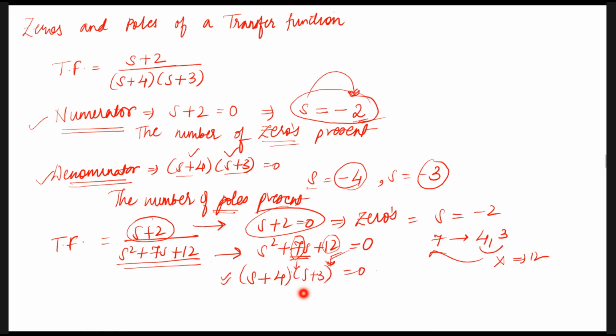Now, this has been simplified. You can easily identify the poles and you can easily get the values as well. So, s is equal to minus 4 and s is equal to minus 3. You can do it for any equation that you get and easily identify the poles and zeros present in a transfer function.